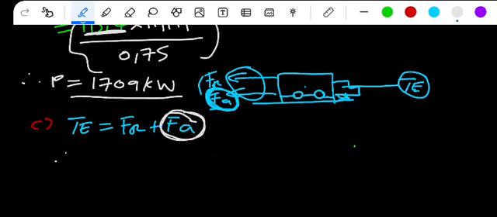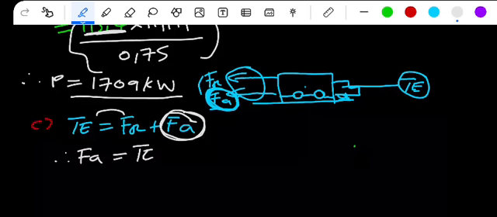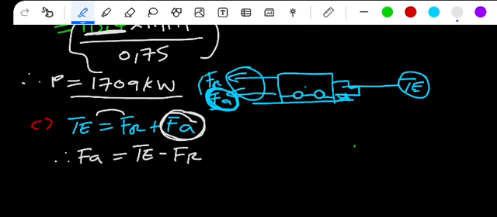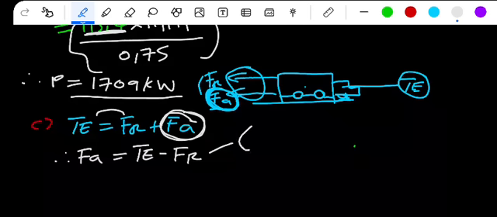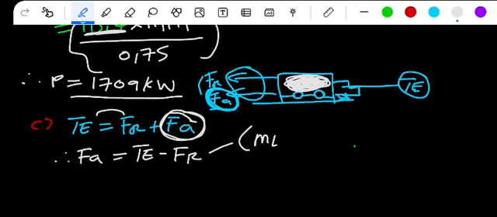If we make the accelerating force the subject, you take this to the other side. It's the same as TE minus FR, this is our rolling resistance. But the rolling resistance is always a function of the mass of the locomotive, not of the tracks. We'll discuss the tracks later. Remember, this is the locomotive.